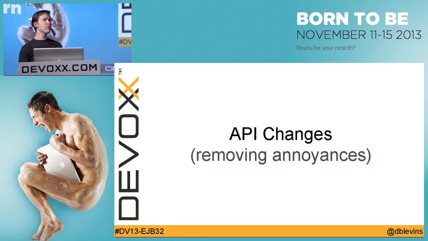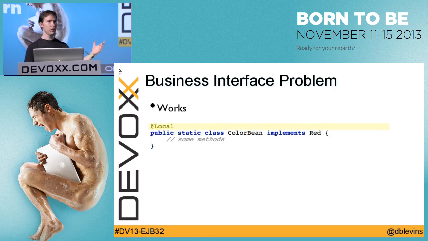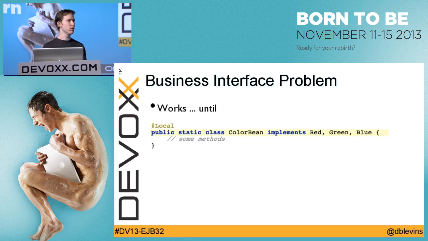Okay, so we removed some annoying things and fixed a few issues in EJB. Business interfaces: there was a small bug in there, or a really annoying one, where things worked for a while, but if you added certain interfaces, they would suddenly break. So if you had code like this, you've got your local interface is implied to be red. This was something that was added back in EJB 3.0. So if you did this, now that code would break.